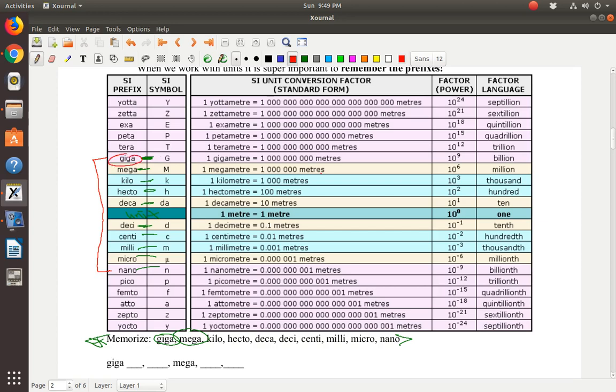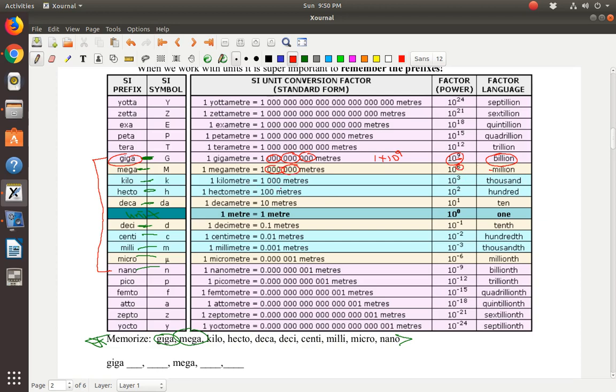So giga means 1 billion, or 10 to the 9th power. So think about this. A billion has 9 zeros, and that's where that 9 comes from. Okay? It's 10 to the 9. Or you could write it as 1 times 10 to the 9. Mega, million. I always say mega million because I think about the lottery. It has 6 zeros, so it's 10 to the 6th, and it's million.